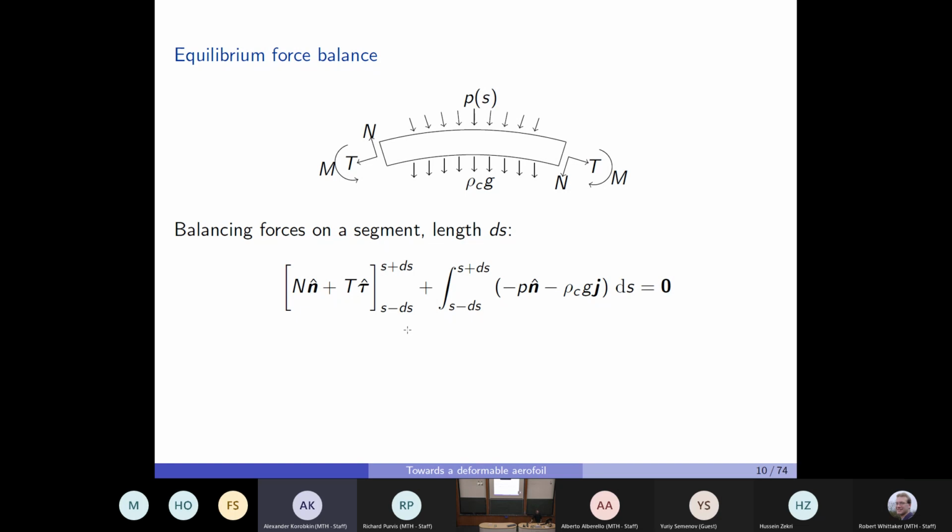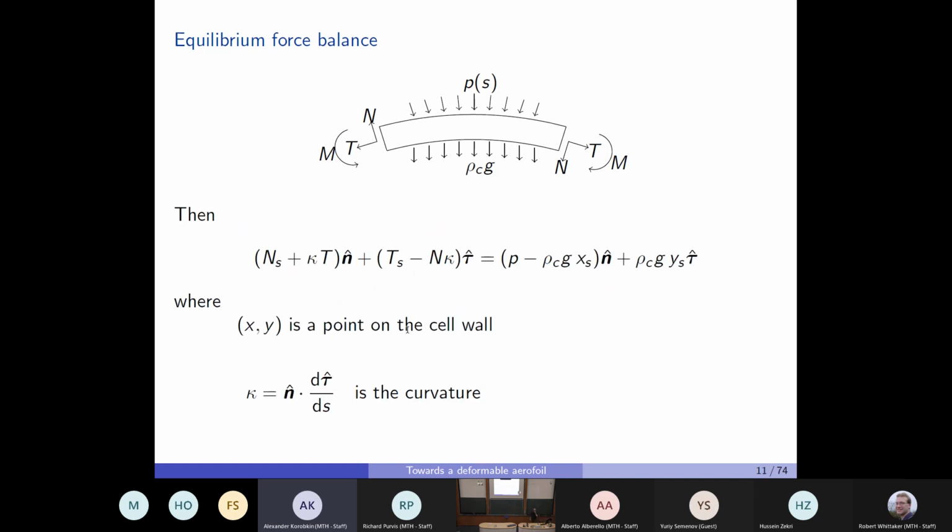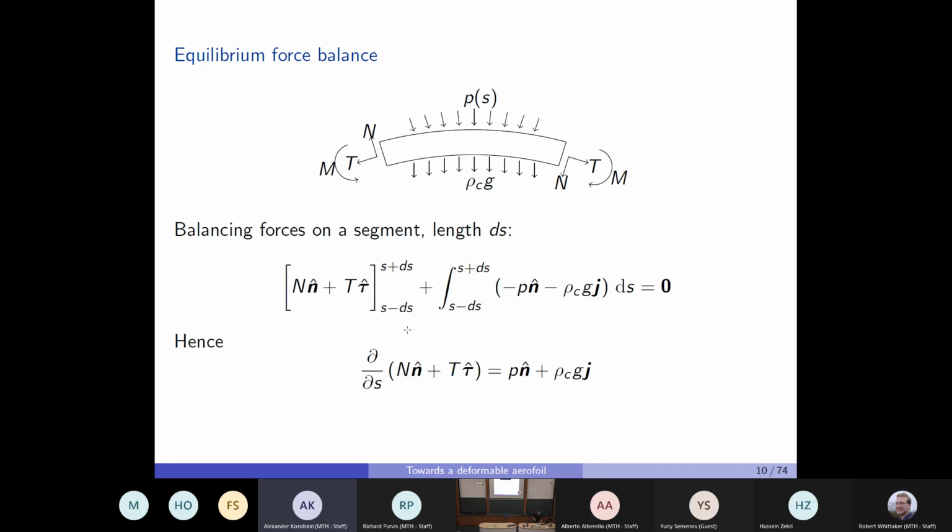And what I've written down immediately below is the force balance over that segment of length, or I guess of length 2ds, the way I've written it. If we take the limit as ds goes to 0, we get this differential equation expressing the force balance on the wall. Taking that differential, there was a d by ds there. When you take that d by ds into the bracket, you're going to start differentiating.